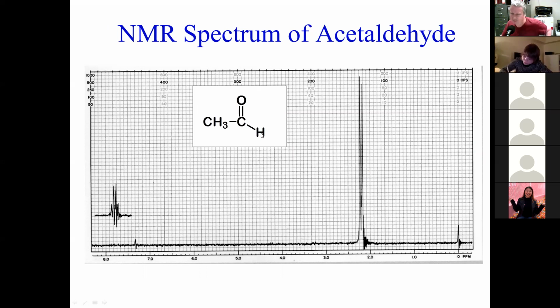Then you got the aldehyde peak. Where did aldehydes come? If you look at the chart, it's way down. It's about 9 or 10. It's actually off the scale. So this little peak is actually further down, around 9, 10-ish. And what is it?